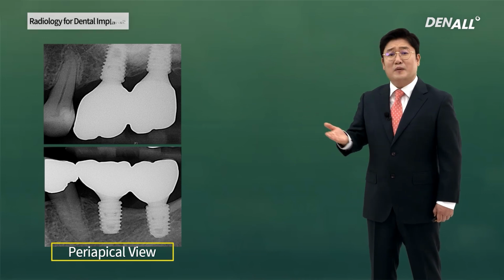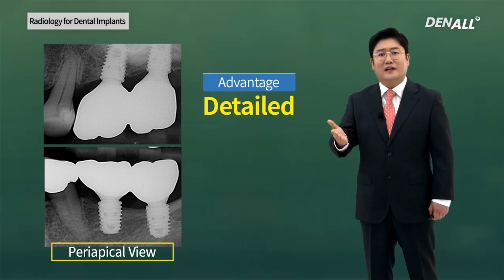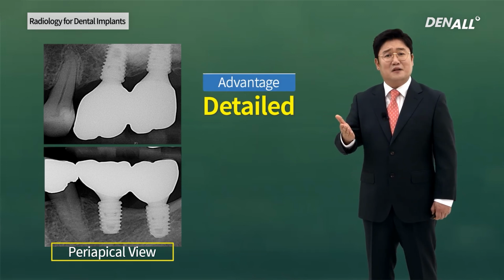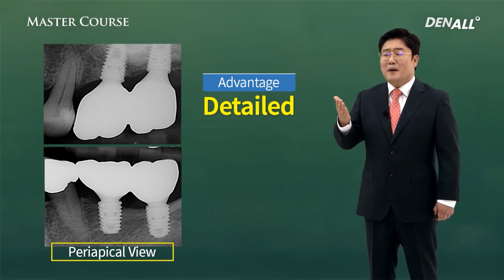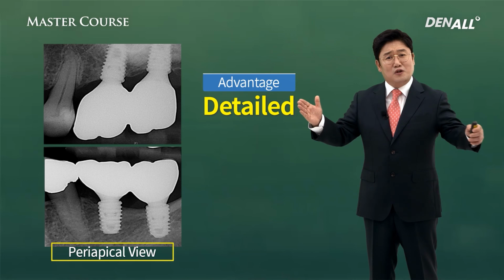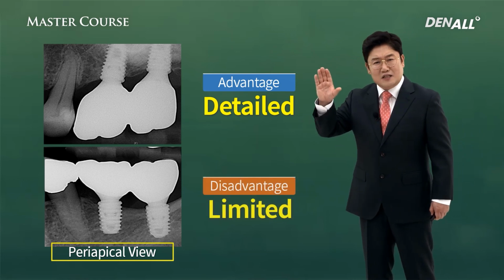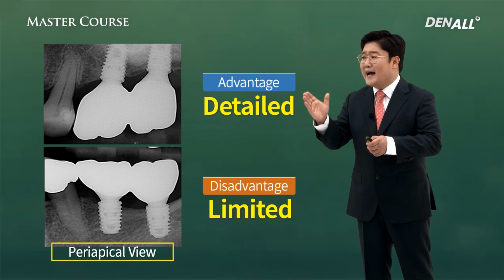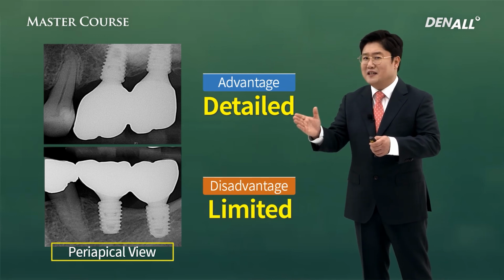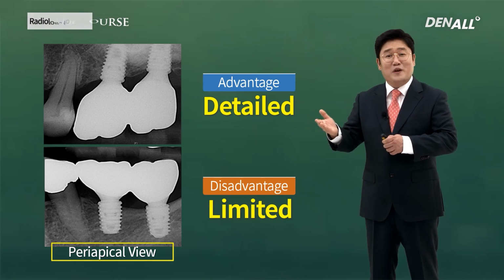Such periapical or standard periapical view has the advantage of detailed information is in there. On the other hand, panorama gives broad coverage, but the periapical view has very limited coverage. So the disadvantage is that the information is for a limited area.